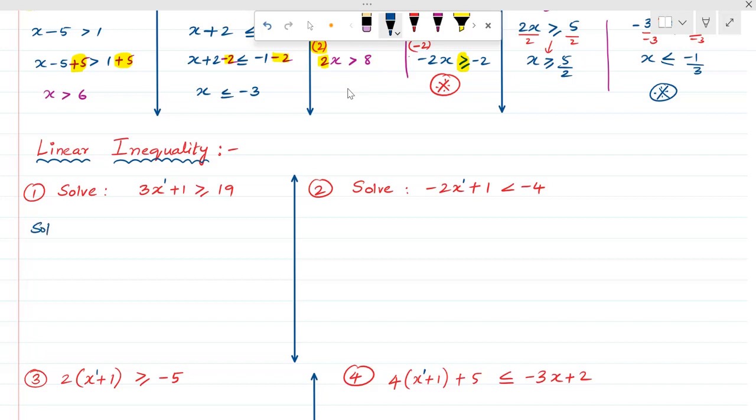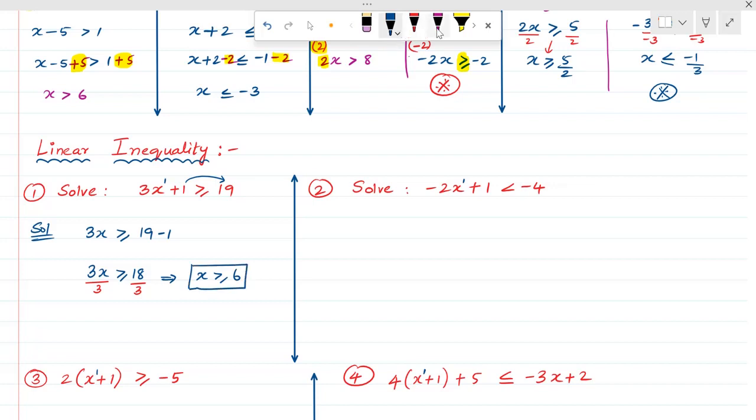How will you solve this one? Here I will move this 1 to that side. It becomes 3x is more than or equal to 19 minus 1, which is 3x is more than or equal to 18. Now I have to divide both sides by 3. Since we are dividing by plus 3, the inequality doesn't change. So you will find the answer is x is more than or equal to 6. So this is the solution.